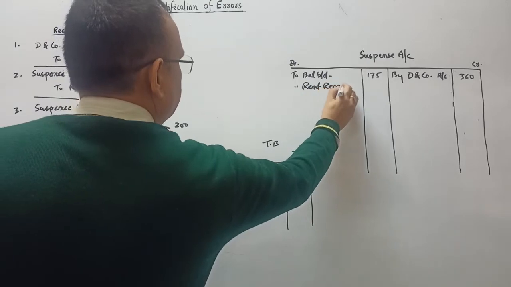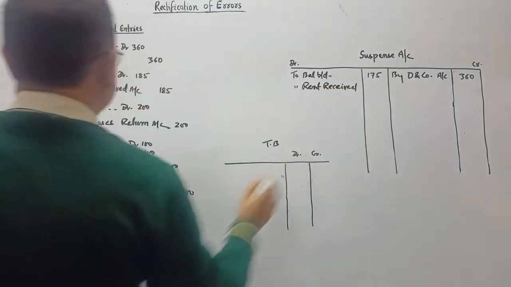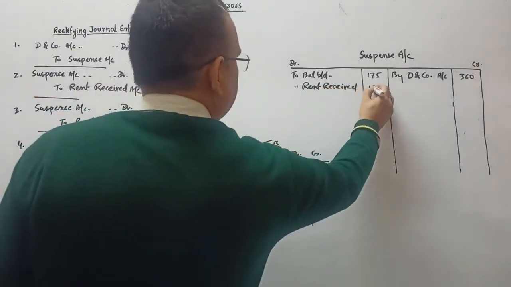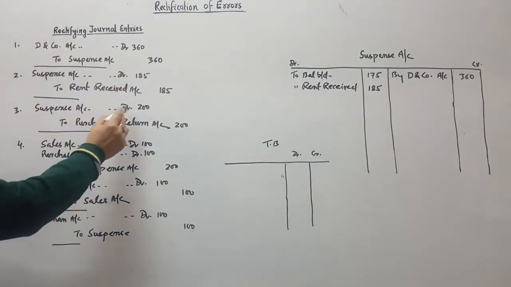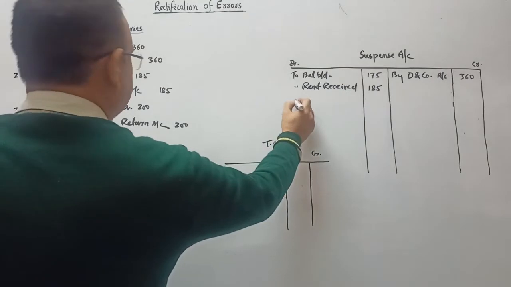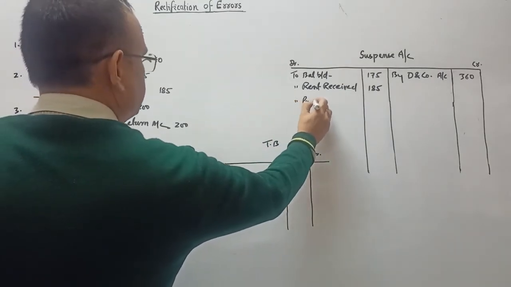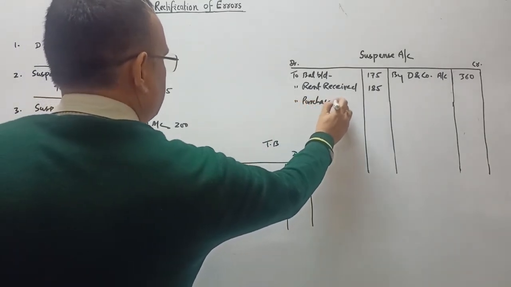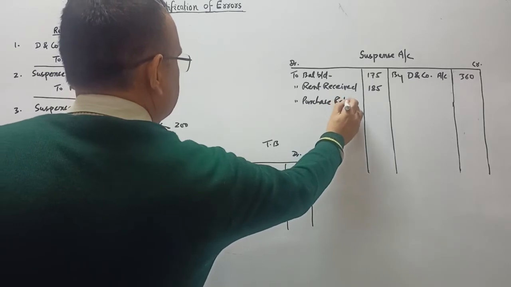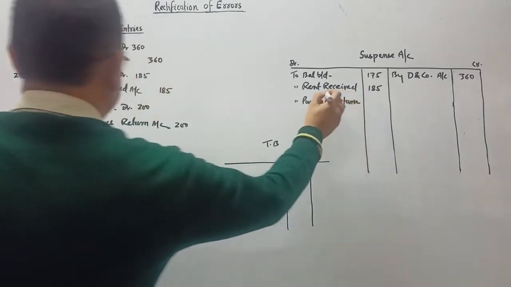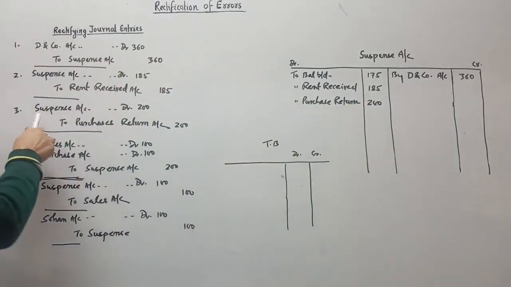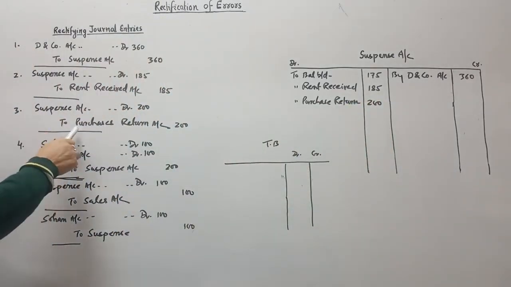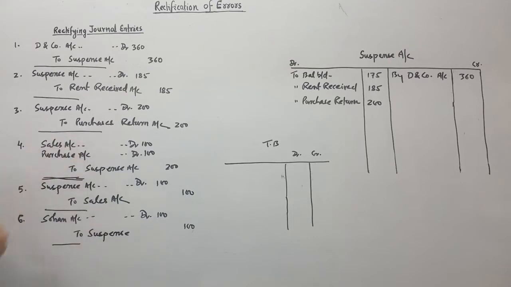To rent received, 185. Next, suspense is again in debit, so on the debit side we will write "To purchase return", 200. Suspense is on debit, so the debit side will do the posting. What will we write? To purchase return.